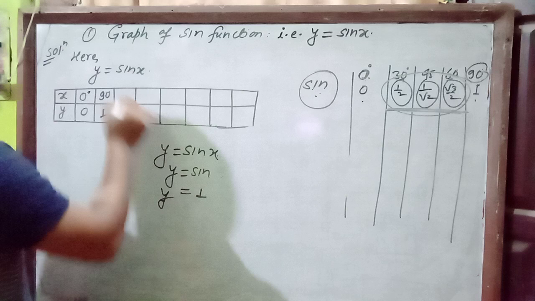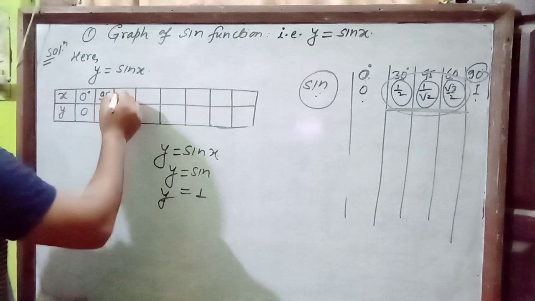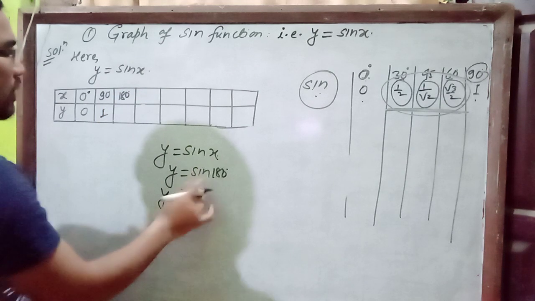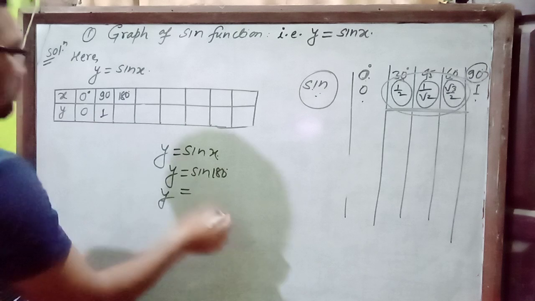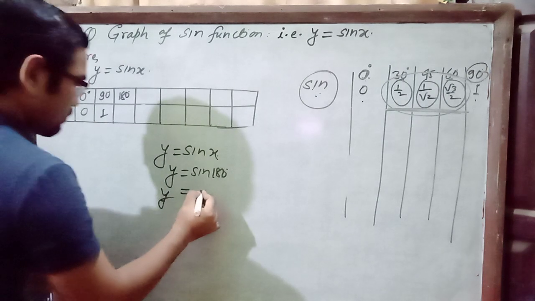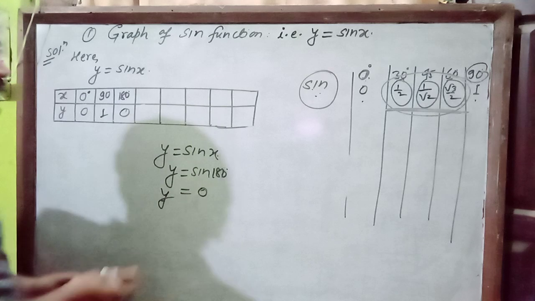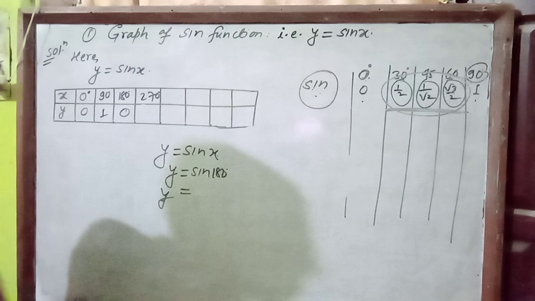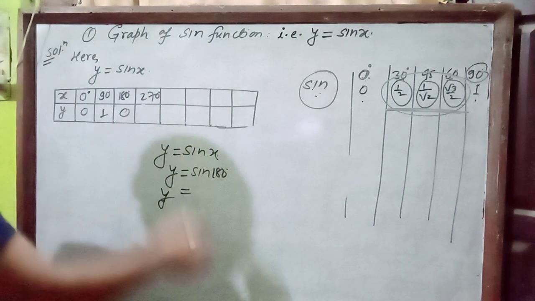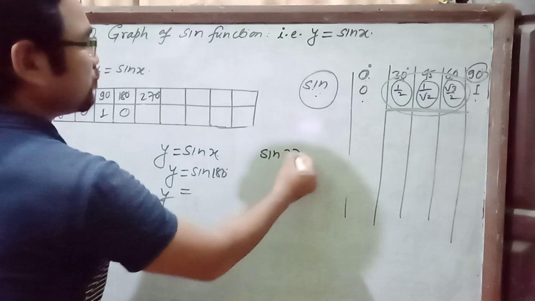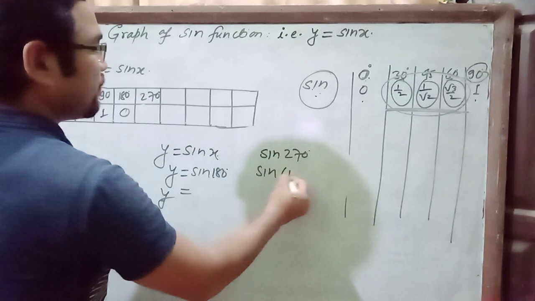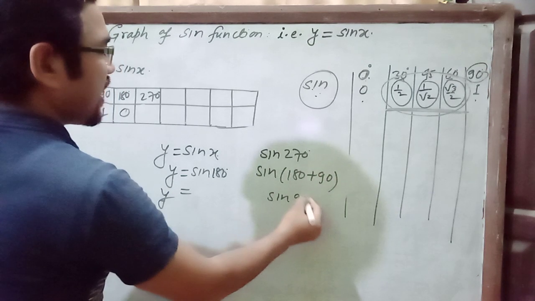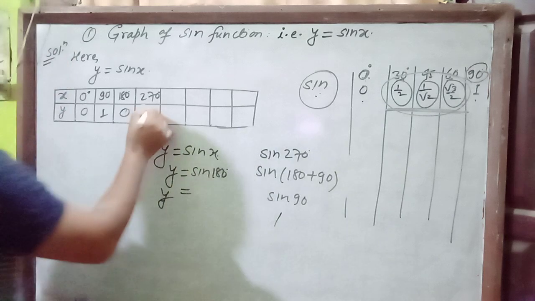Similarly, when we put here 180 degree, then sine 180 degree value comes here 0. So 0 we can put here. Similarly, when we put 270 degree, then what comes? You can use calculator. Sine 270, you know this cast rule also. If you don't know, then we can put 180 plus 90. This is sine 90 and 180 plus negative, so we can put here negative 1.